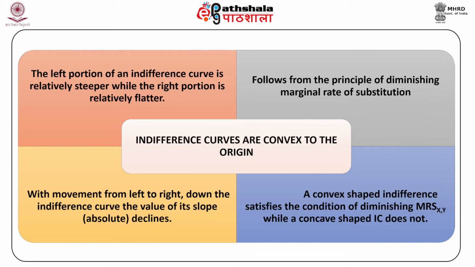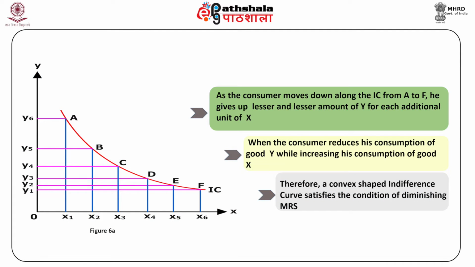A convex shaped indifference curve satisfies the condition of diminishing marginal rate of substitution, as is clear from figure 6a, where as the consumer moves down along the indifference curve from A to F, he gives up lesser and lesser amounts of Y for each additional unit of X. This is because when the consumer reduces his consumption of good Y while increasing his consumption of good X, the urge for more units of X declines continuously, making the consumer sacrifice fewer Y for each extra unit of X.